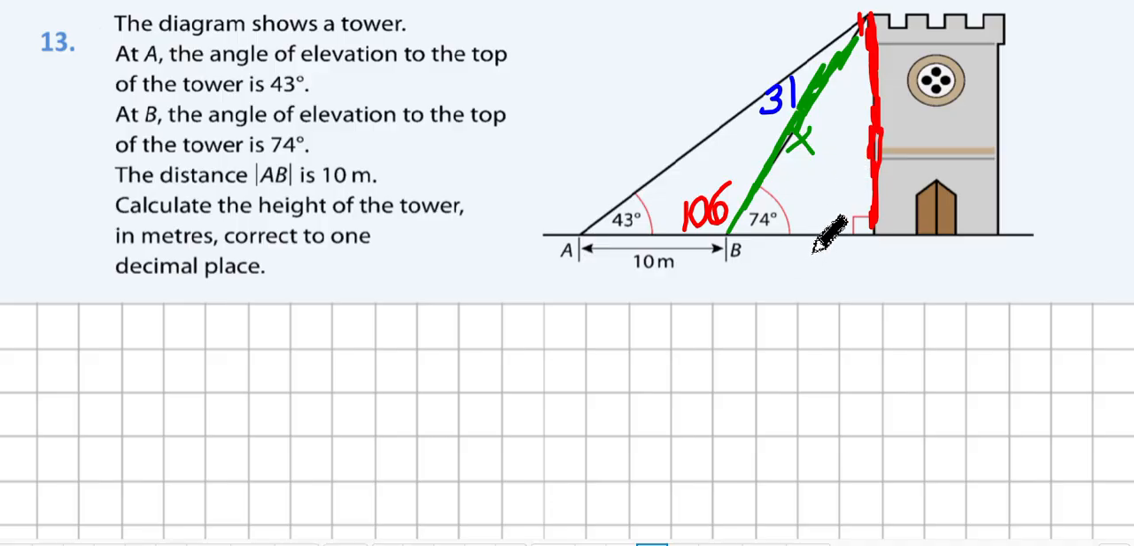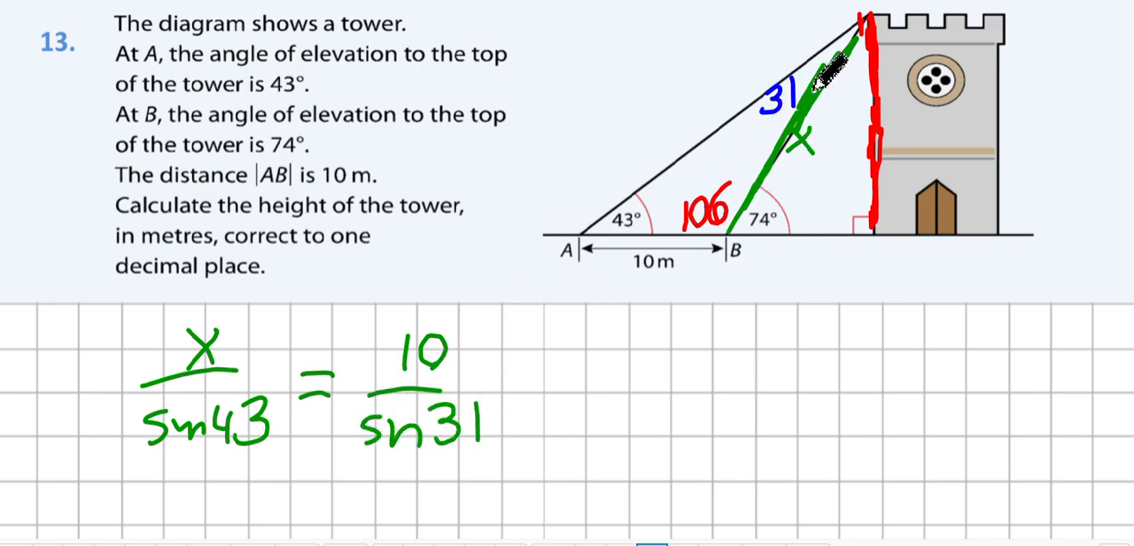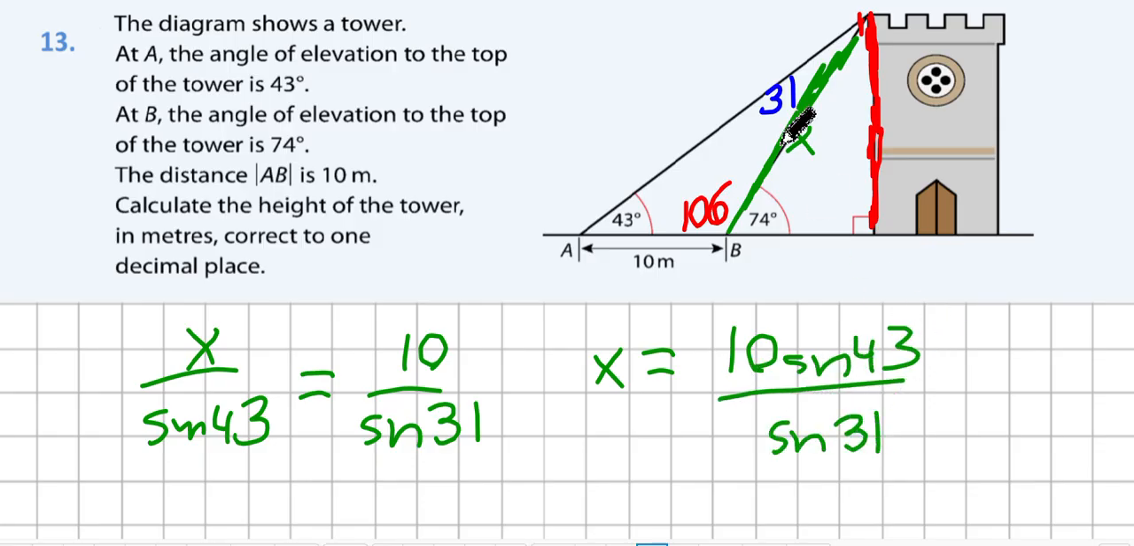So I think we could try a sine rule here, could we? Who's x fighting? Sine 43, yeah? And who's 10 fighting? 10's looking at the 31. Now you just have to figure out what x is. Okay? Alright, so multiply it up. And everybody in the class is telling me that's 13.2. Okay? Is 13.2 the height of the castle though? No, it's not.